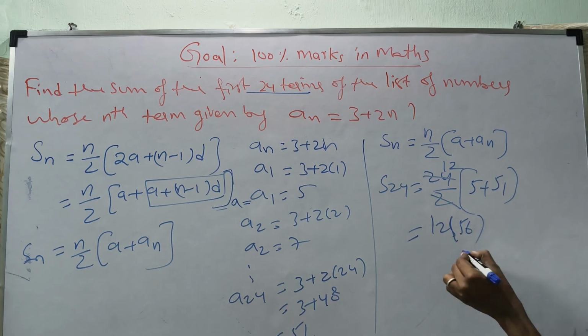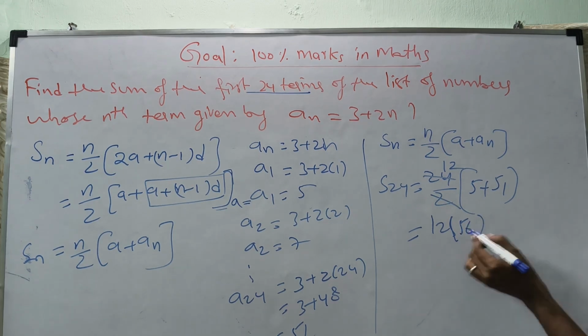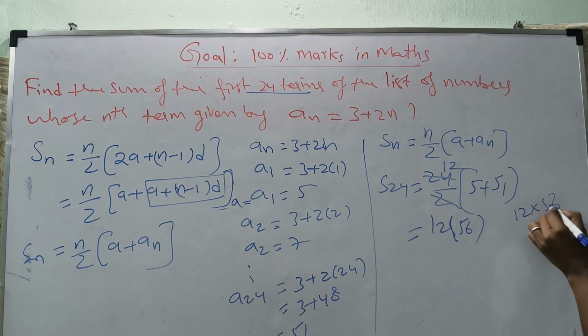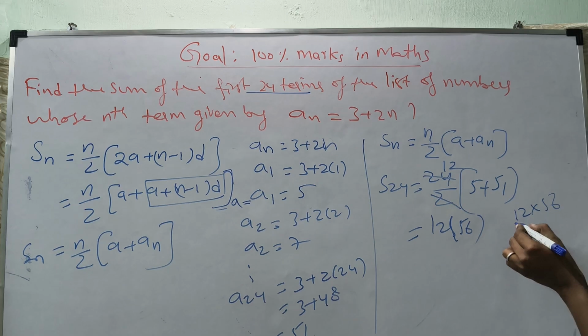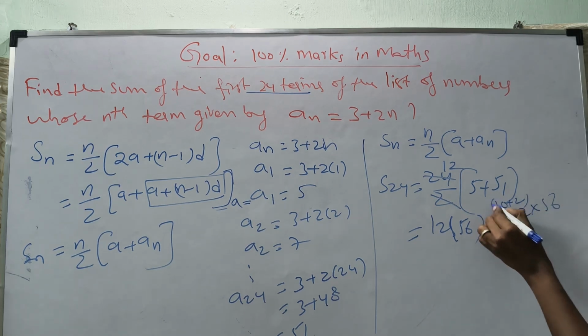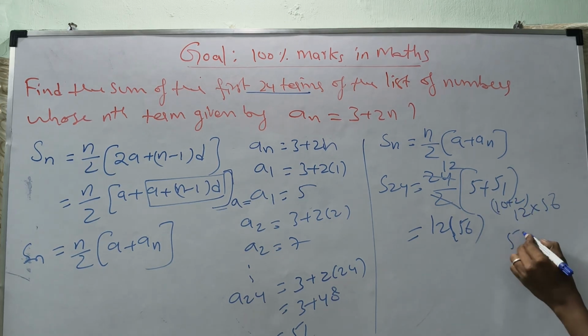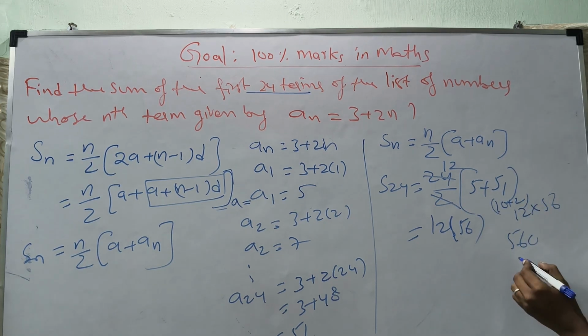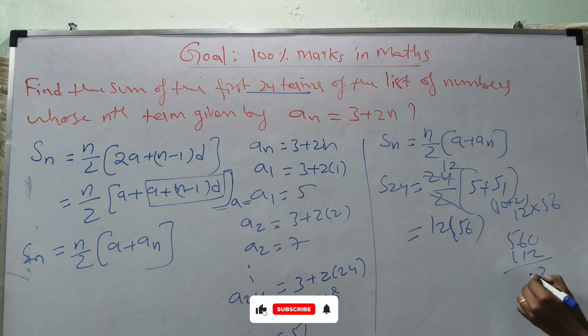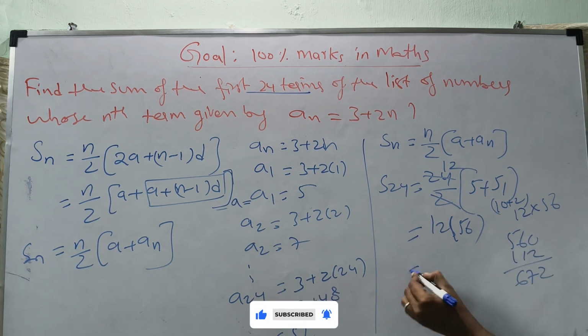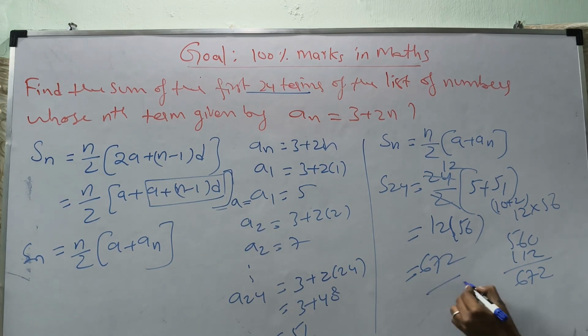So here, how to multiply 12 into 56? Can you split this term? 10 plus 2. Now 56 into 10, 560. Now 2 into 56, 112. If you add everything, then you will get 672. Clear? So now your answer is what? 672, the sum of the first 24 terms of this AP. Clear, all of you?